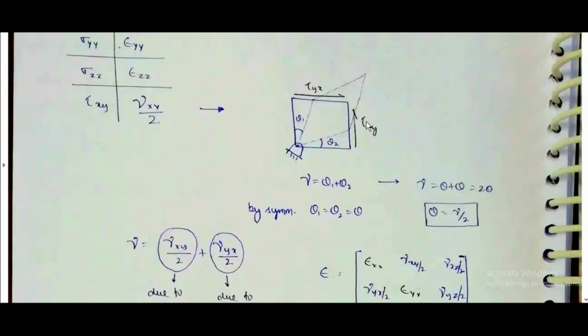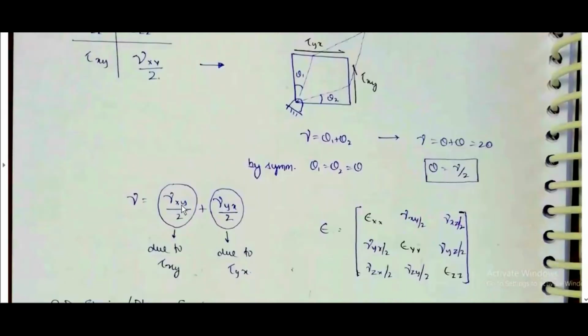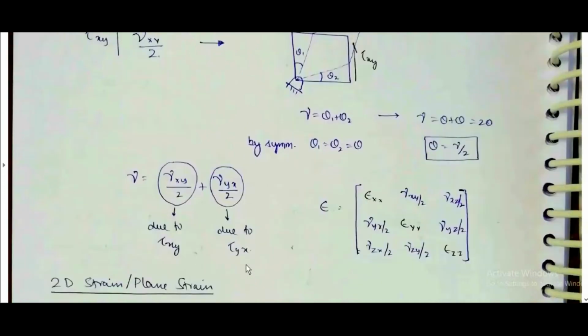Tau x theta 1 theta 2. Gamma is equal to theta 1 plus theta 2. Gamma is equal to theta plus theta is equal to 2 theta. By symmetry, theta 1 is equal to theta 2, so theta is equal to gamma by 2. So gamma is equal to gamma xy by 2 plus gamma yx by 2, due to tau xy and due to tau yx. This is the explanation why we are using by 2 in this tensor representation.